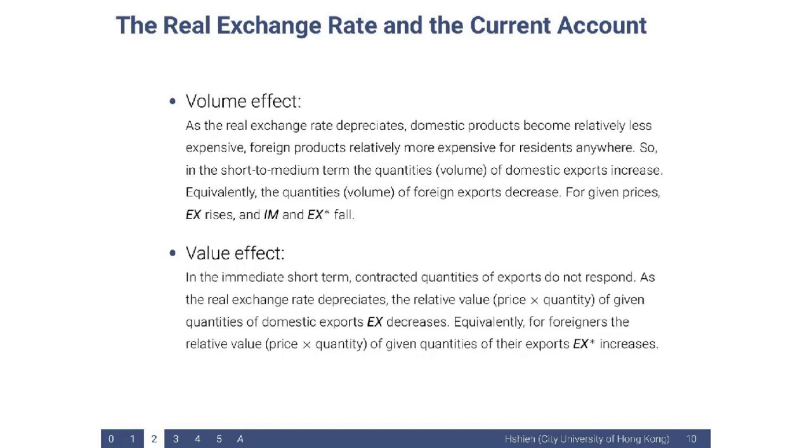As the real exchange rate depreciates, again, Q increases, the relative value, price times quantity, of a given quantity of domestic exports, EX, decreases. That just means that foreign goods and services are more valuable, right? Equivalently, the foreigners' relative value of a given quantity of their exports, EX star, increases. That minus EX star parameter you saw in the derivation.